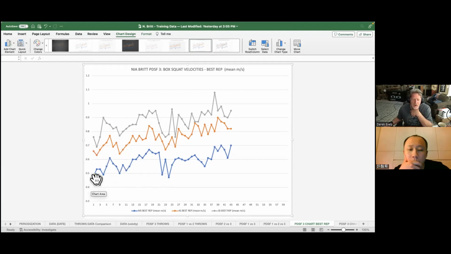What did she start at? What was the first day here? The best rep on the first day was 0.48. And now her best rep is 0.70. So she's gone 0.22 growth in max strength on the best rep. And that's a lot of growth for max strength, because that's slower, right? It's heavier. And here she started at 0.66 on day one, and I guarantee you this is going to get better, because she hasn't peaked yet.